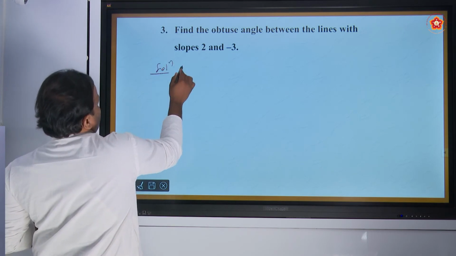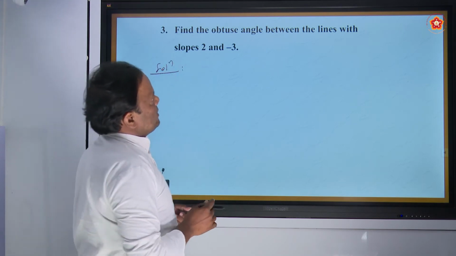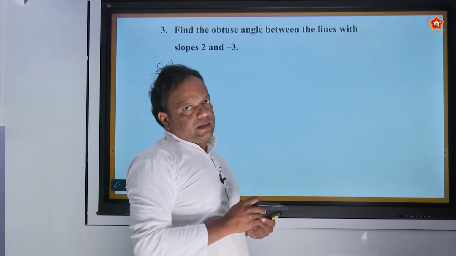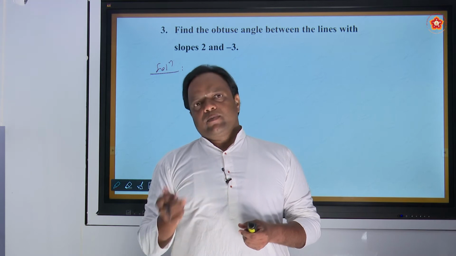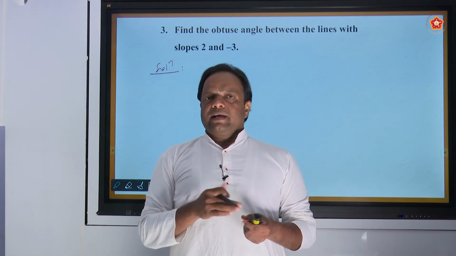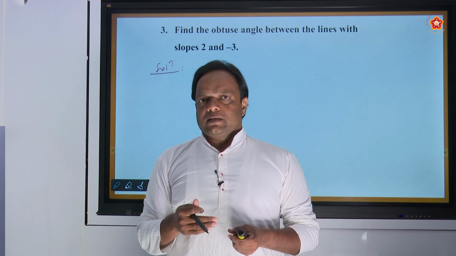Solution. What is here? Find the obtuse angle between the lines. Slopes are 2 and -3. Here it is asking for the obtuse angle. First you have to find the acute angle, then you have to find the obtuse angle. So, if you can find the acute angle, you can easily find the obtuse angle also.